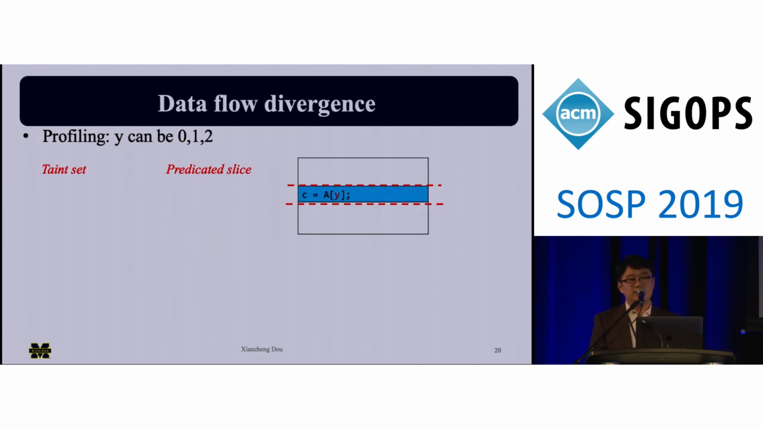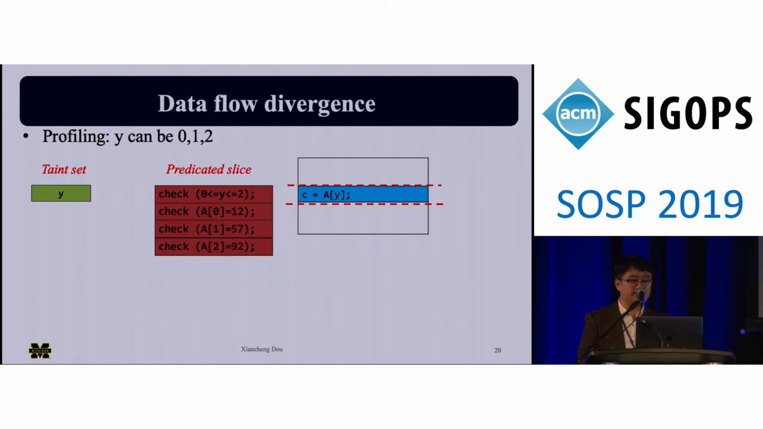Similarly, some input could affect data flows. For example, the Y can affect this array index. So in that case, we will first check the memory locations or access for future executions will still be within expected range. Plus, we will check the memory values at those locations. Finally, because C's value is undetermined, we still taint it as a result.